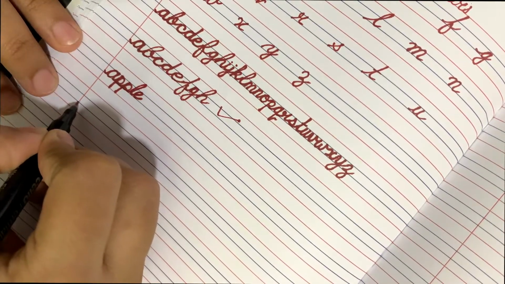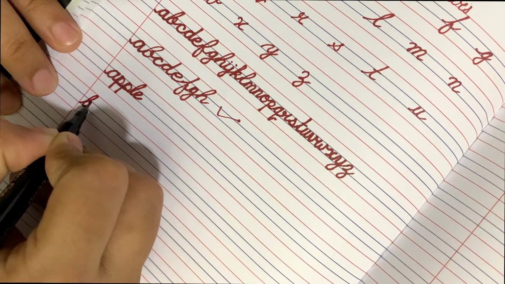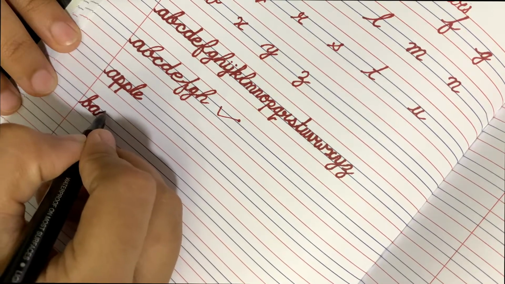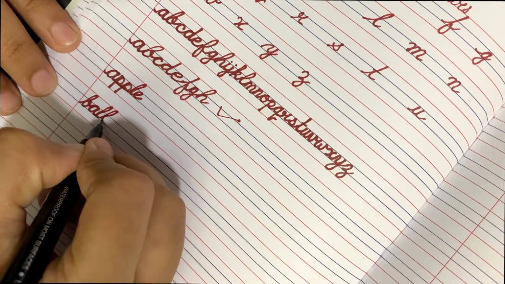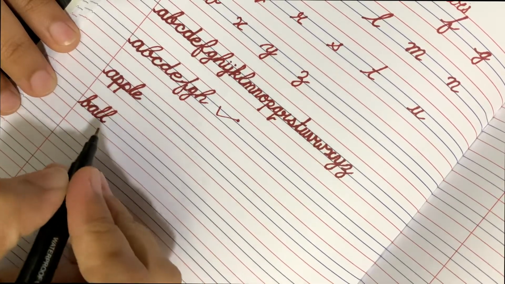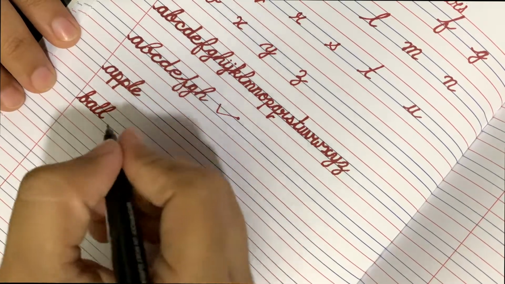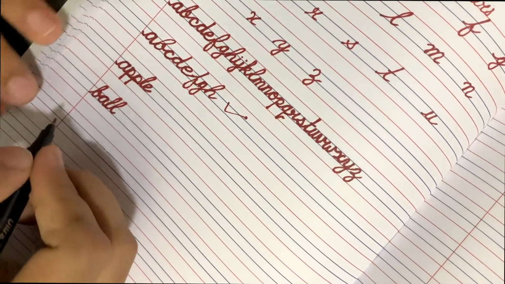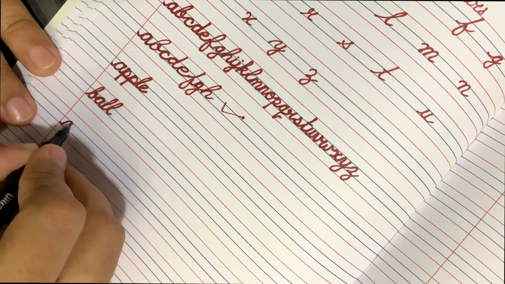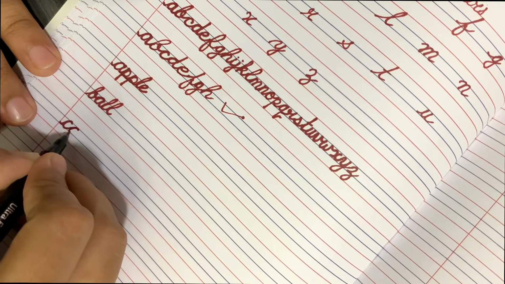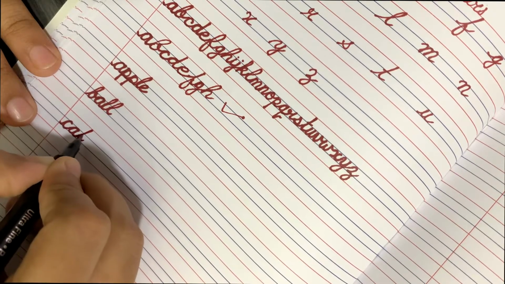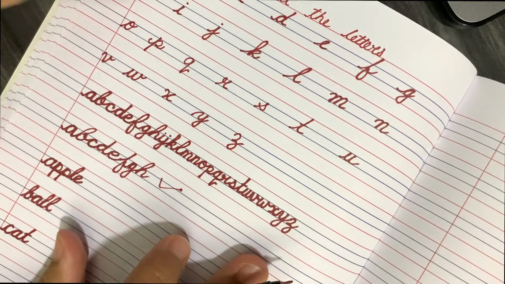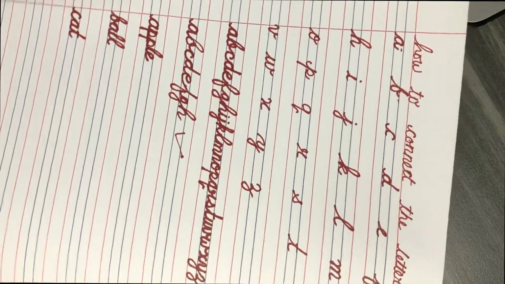Now let's write ball. So this is my B and this is the tail of my B. I'll write A from here and L from here. If you want your kids or if you are learning cursive, these are the basic steps to start cursive writing.